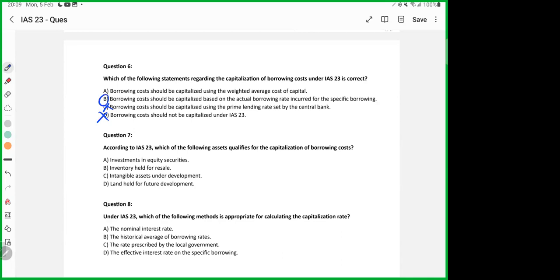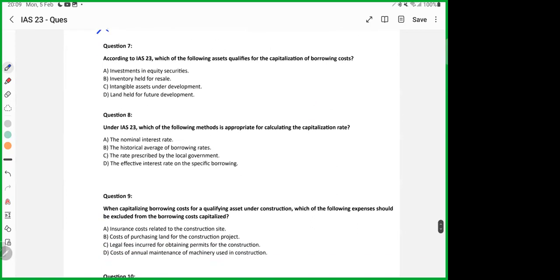And what could be the possible confusion you will have in answer A? Weighted average. They use the term here, weighted average, but we discussed the term capitalization rate. See, again, very tricky question. So that was the wrong one. Is that clear? Yes, clear.